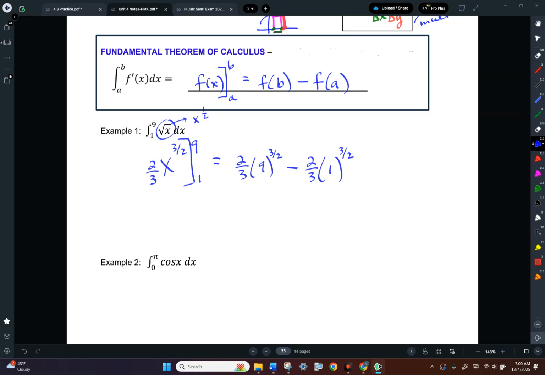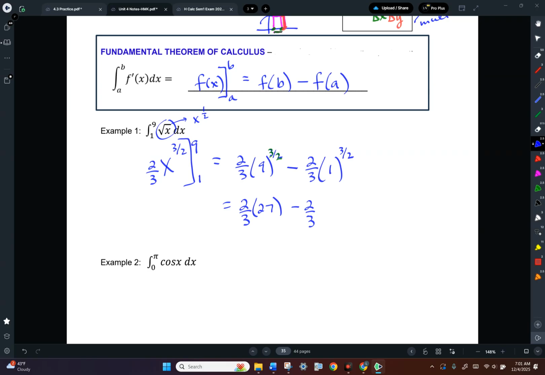So now let's do the math. I'm going to have 2/3. Well, what does it mean to have 9 to the 3/2? Well, remember the denominator tells you the root. So the square root of 9 is 3. And then the numerator tells you the exponent. So 3 cubed is 27 minus 2/3. And 1 to any power is always just 1. So that's 2/3 times 1.